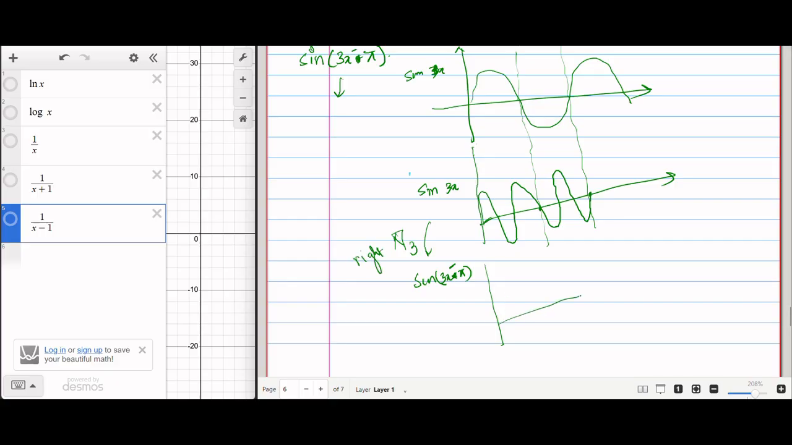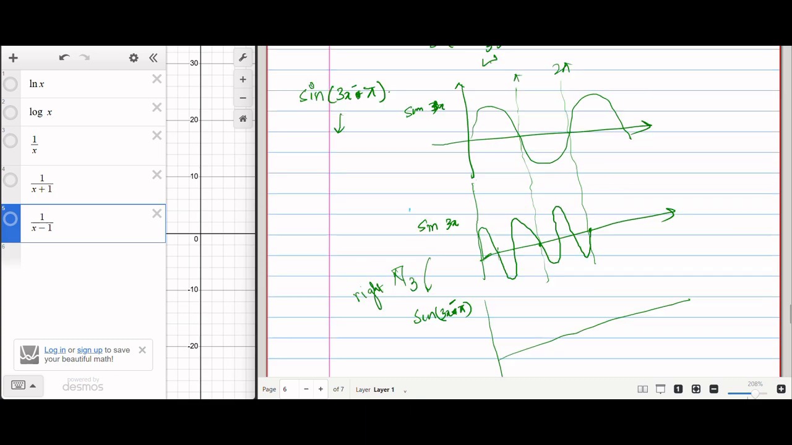So how will it look? This is pi by 3. This was pi. This is the pi line. So pi by 3 would be this line. We'll shift the curve by pi by 3. So this is 2 pi by 3. This is pi. So we'll just shift this curve and start from this position.